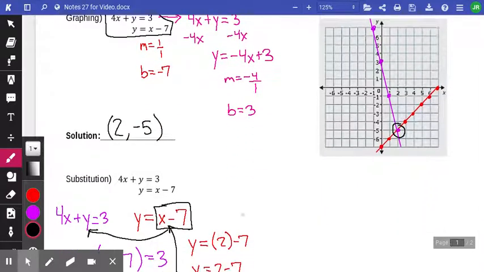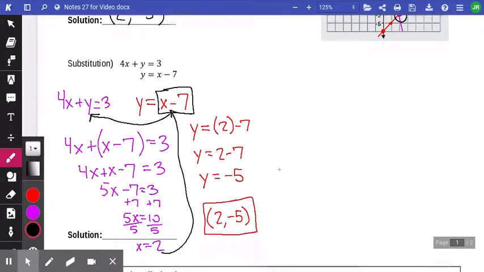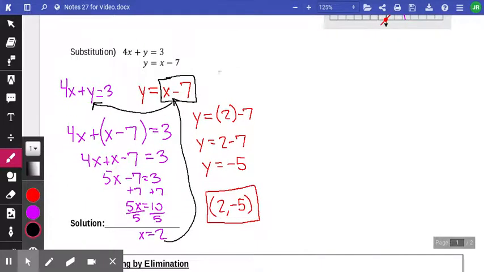Well, here is that same system solved by substitution. So 4x plus y equals 3, y equals x minus 7. The way this system was presented actually made it pretty nice for substitution, because the first equation had both x and y on the same side, but the second equation already had y by itself. So we identify what y is equal to, which is x minus 7, and then you substitute, or replace, that for the y in the other equation.